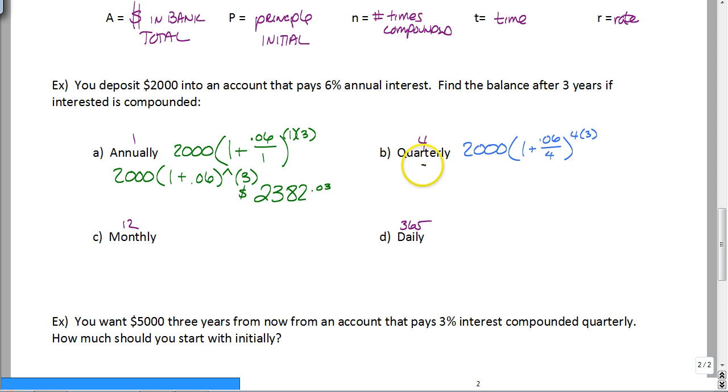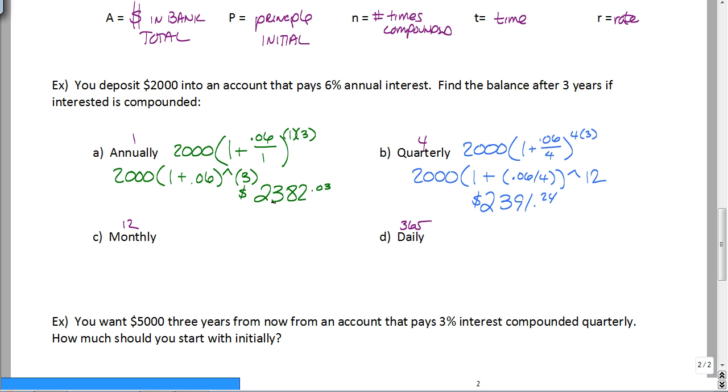So now this time in your calculator, you need to type 2,000 times 1 plus, now you need a new set of parentheses for your 0.06 divided by 4. Close your parentheses and make sure you close your parentheses again. But now you're raising it to the 4 times 3, which is the 12th power. And then type it in your calculator and you're going to get, this time, $2,391.24.